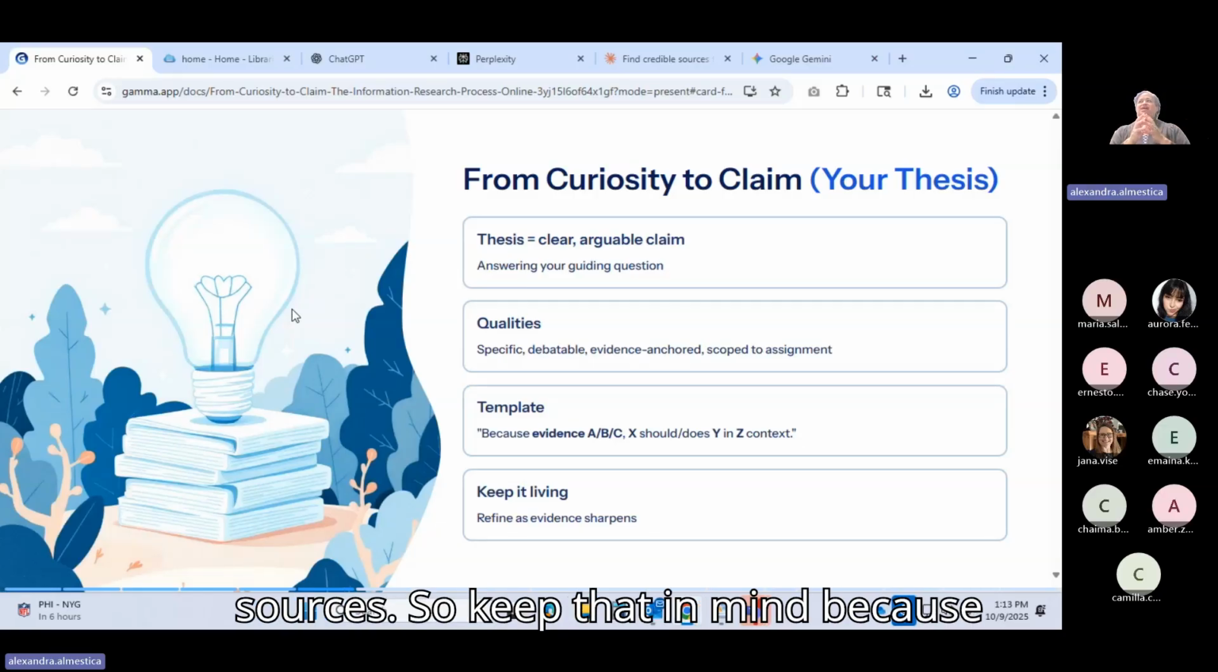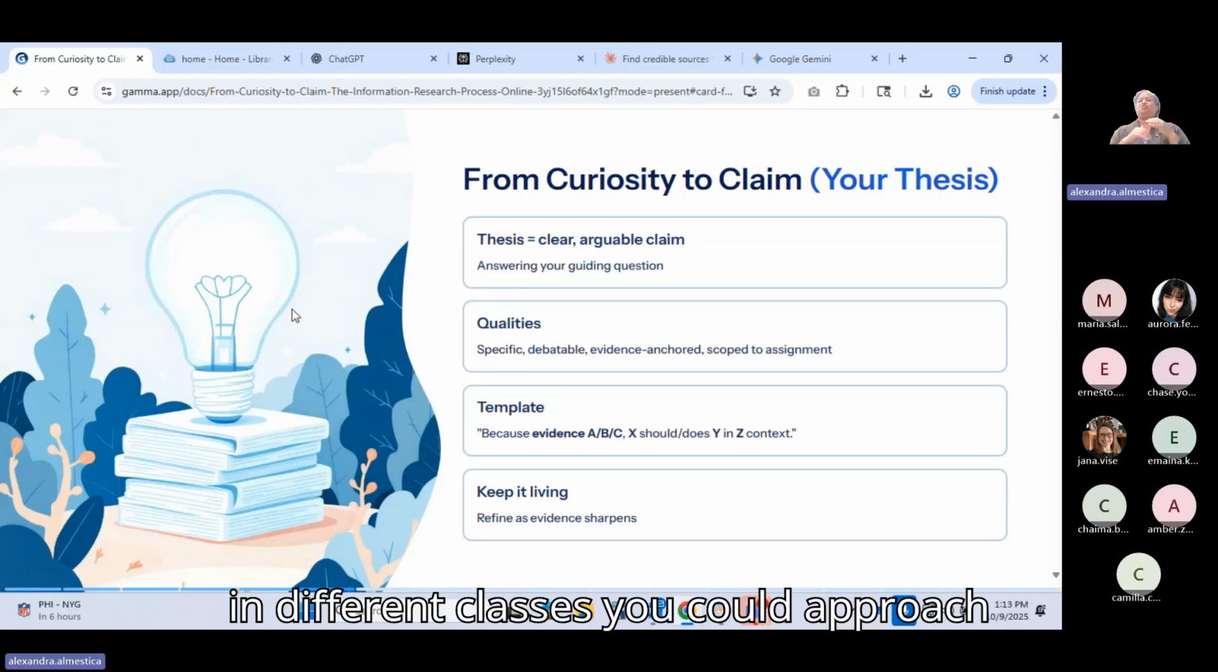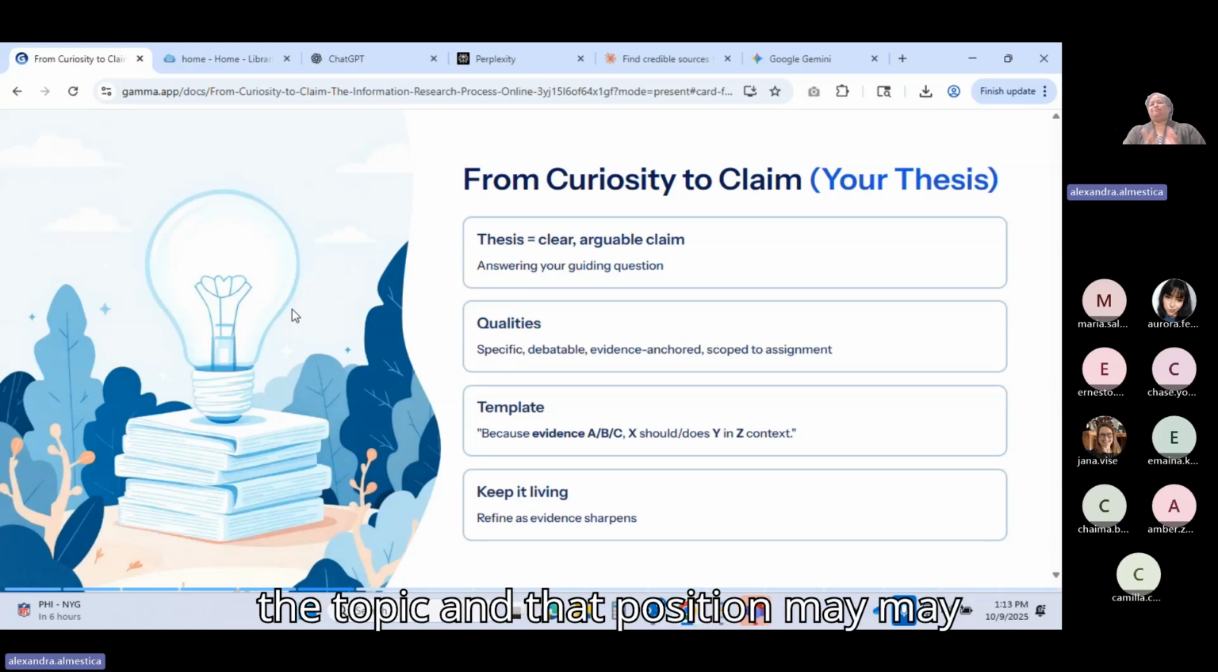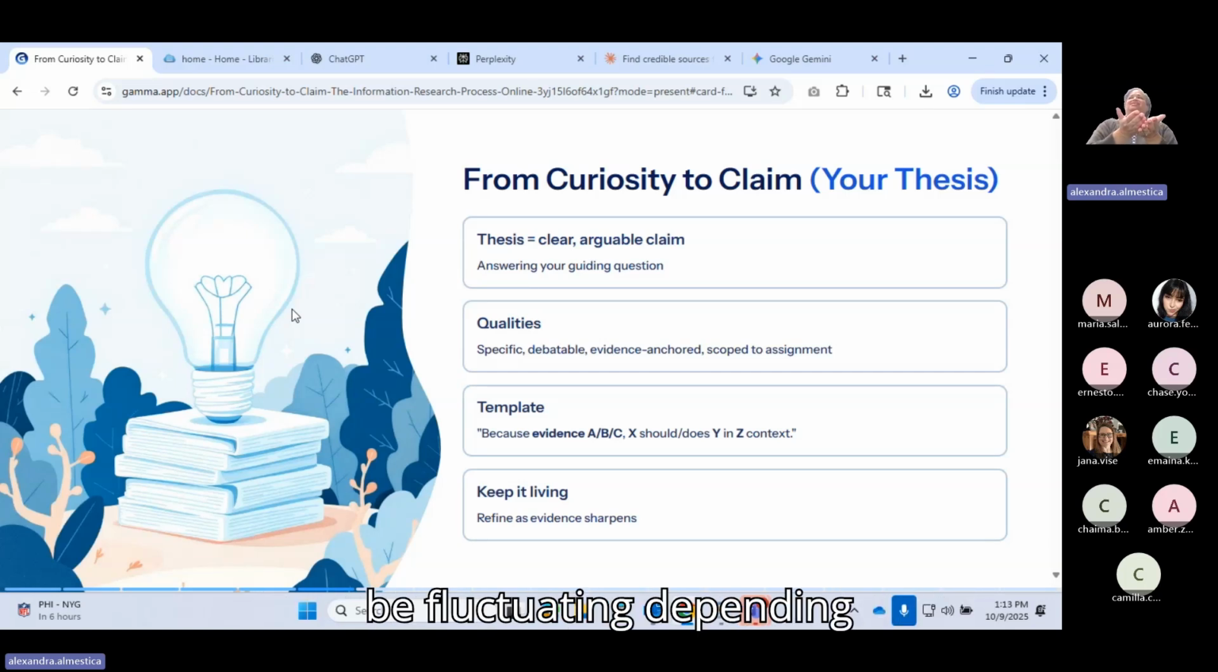So keep that in mind, because in different classes, you could approach this idea of having a thesis as the position that you're going to take on a topic. And that position may be fluctuating depending on your exposure to resources.